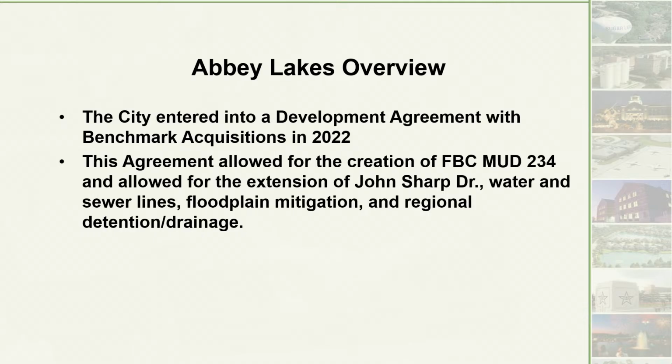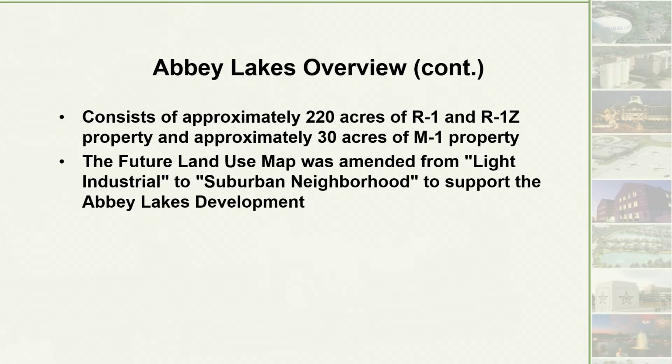And then a little bit of background on Abbey Lake specifically. The city entered into a development agreement with Benchmark Acquisitions in 2022, and this agreement allowed for the creation of the Fort Bend County MUD 234 and allowed for the extension of John Sharp Drive, water and sewer lines, floodplain mitigation, and regional detention and drainage. The development consists of approximately 220 acres of single-family R1 and R1Z zoned property and approximately 30 acres of industrial zoned M1 property. The future land use map was also amended from light industrial to suburban neighborhood in order to support the incoming Abbey Lake development.